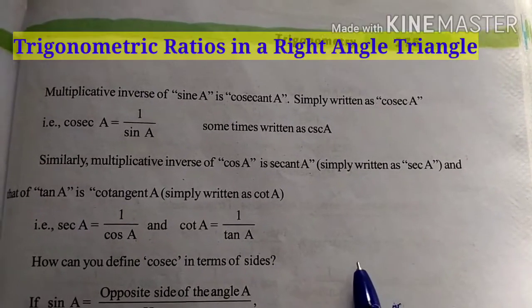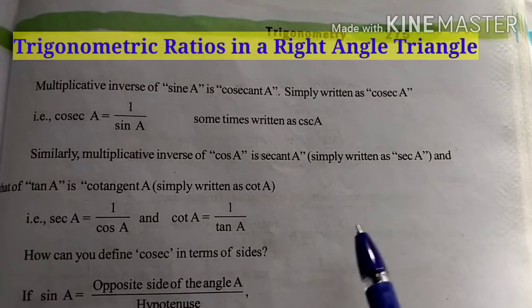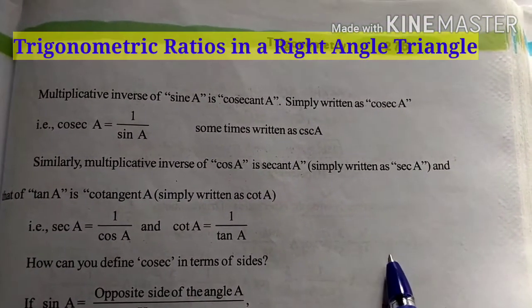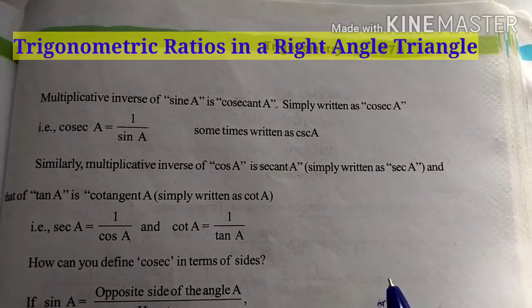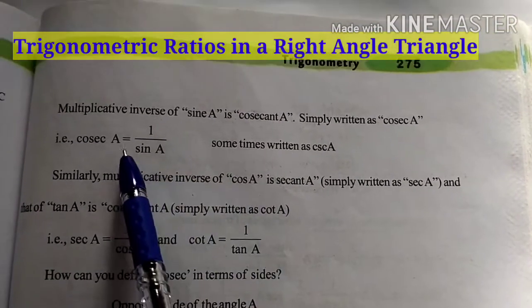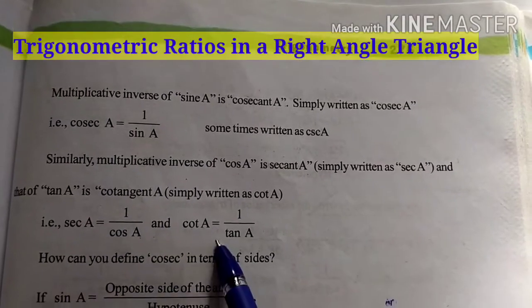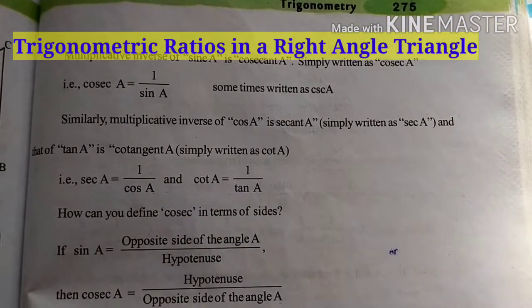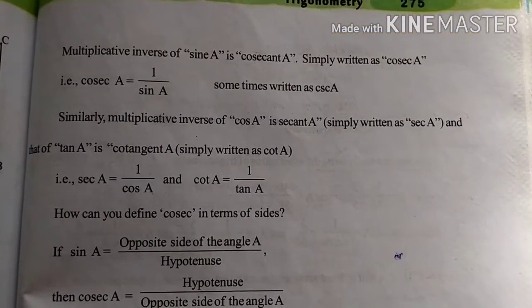You can remember this very easily. Just remembering three ratios is enough: sin, cos, tan. If you know the three ratios, you can easily do cosec, sec, cot. We will discuss this in detail in the chapter.